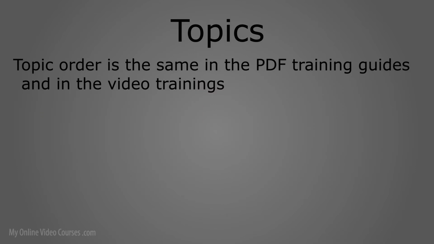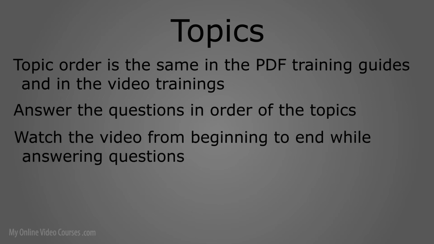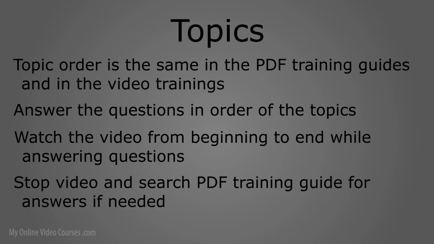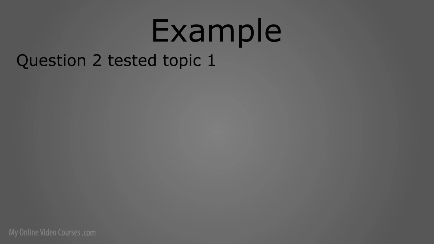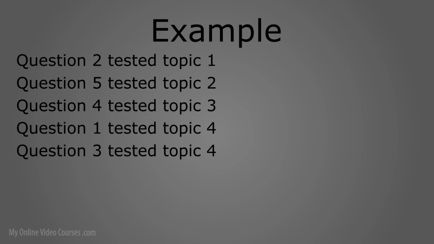The topics in the PDF training guide are in the same order as the topics in the video trainings, so I answered the questions in order of the topics. This allowed me to watch the video from beginning to end while answering the questions. If I didn't have the question answered before the video moved to the next topic, I stopped the video and looked in the PDF training guide for the answer. So using the previous example from Step 4, I answered Question 2 first, then Question 5, then Question 4, and then Questions 1 and 3.